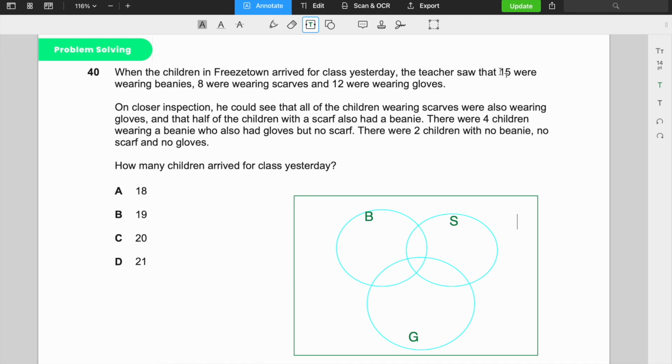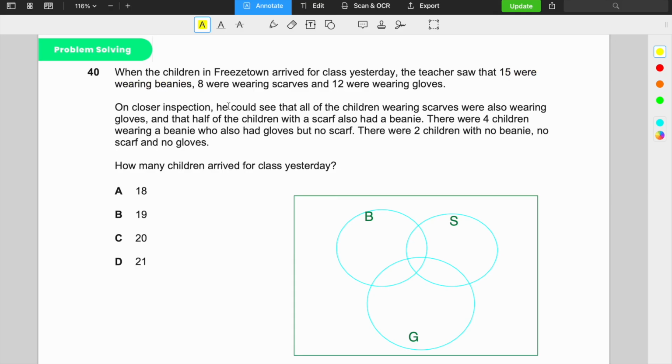Okay, so 15 were wearing beanies. Now, what does that mean? It means that everything in that circle adds up to 15. So that means this region plus this region plus this region plus this region gives you 15. And then 8 were wearing scarves, so every section in the circle of scarves adds up to 8, and so on for gloves, okay? So just understand what you're getting yourself into when you set up these diagrams. You can't always put down values immediately. We're actually going to use these numbers at the end.